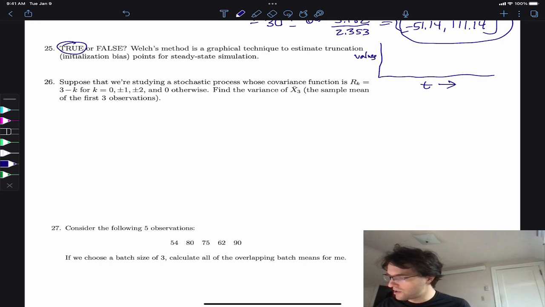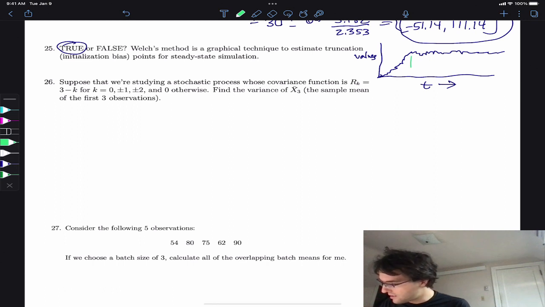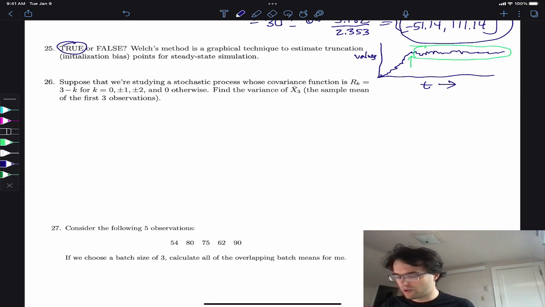Recall that as the simulation starts up, it might take a while to get up to its steady state, and then eventually it'll actually be in its steady state. So Welch's method is just, hey, can we graphically look at a chart and find this point, and then only take the data after that point, so we don't have any of this initial garbage. So 25 is true.